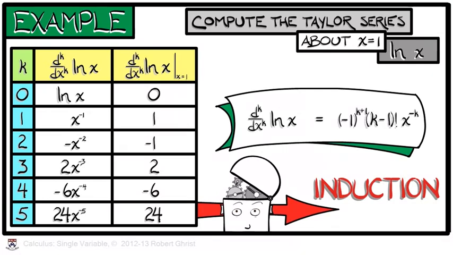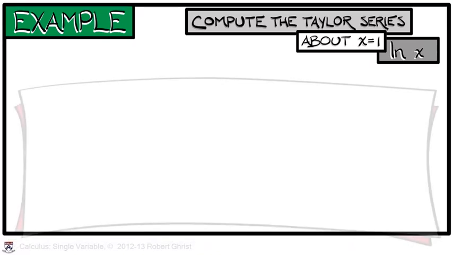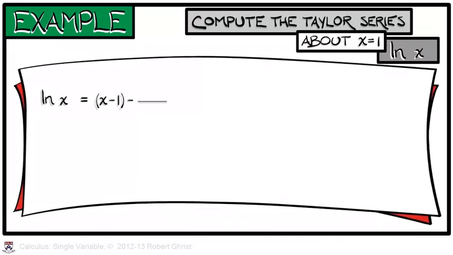But with a bit of effort, one can conclude that the kth derivative of log of x is negative 1 to the k plus 1 times k minus 1 factorial times x to the minus k. Evaluating that at x equals 1 gives us simply the coefficient negative 1 to the k plus 1 times k minus 1 factorial. Now, to get the full Taylor series, we need to divide this coefficient by k factorial. In so doing, we see a not too unfamiliar series.